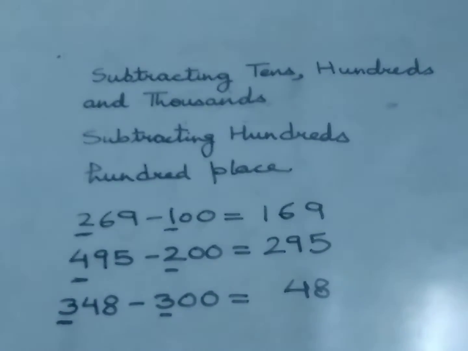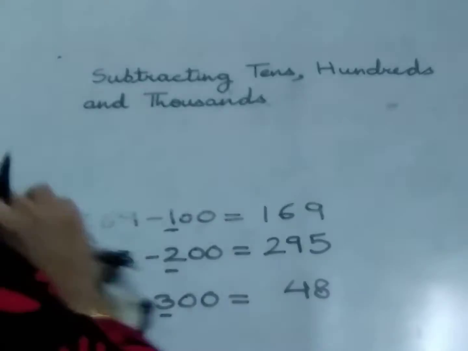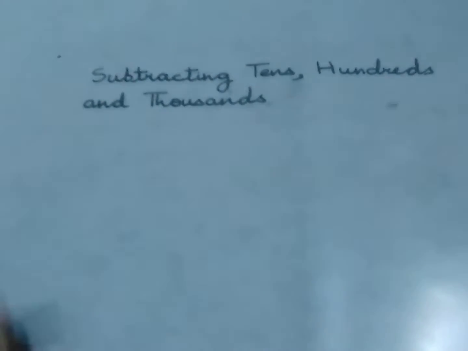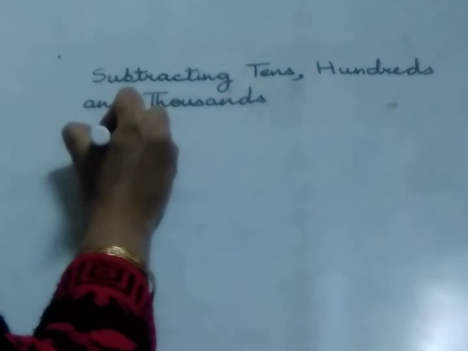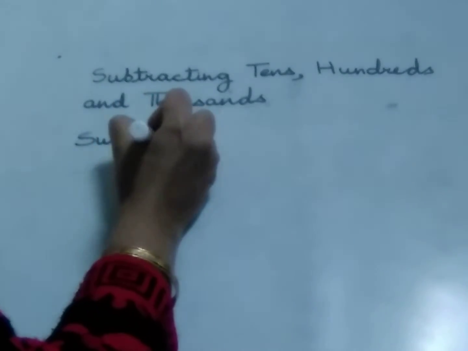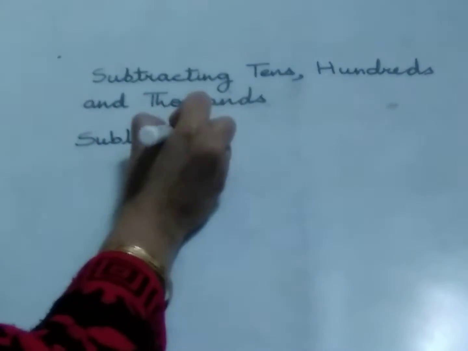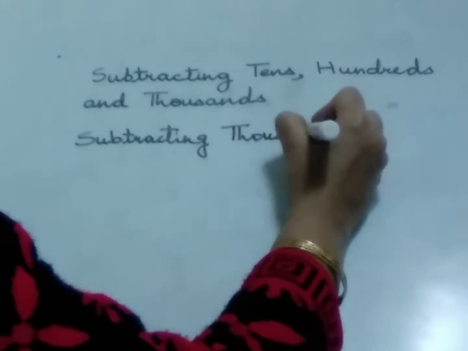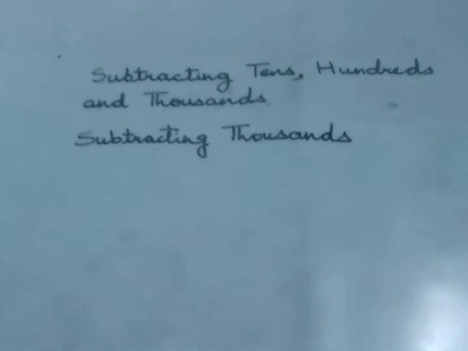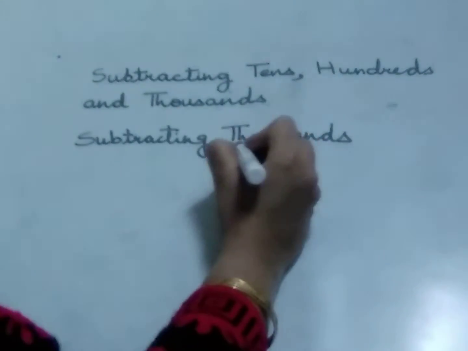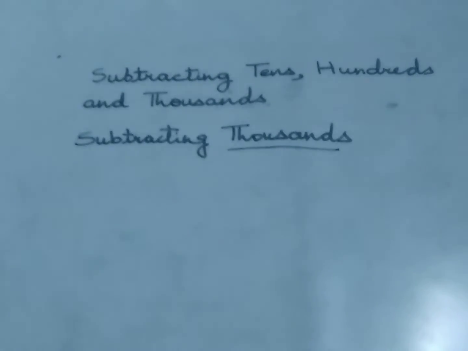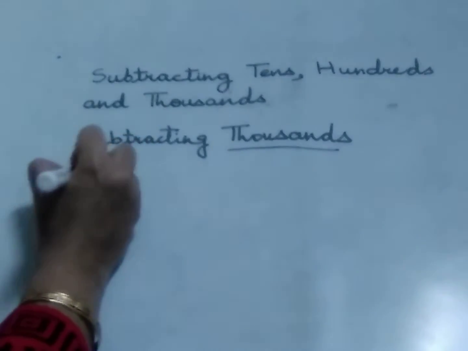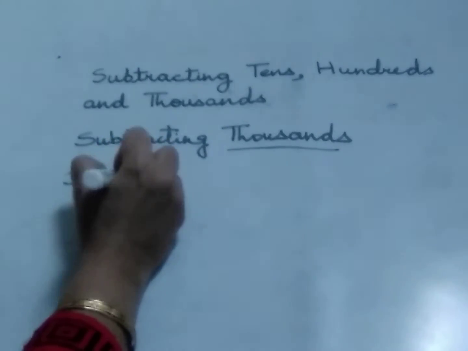Now let's do the subtraction of thousands. To subtract thousands, we simply decrease the digit in the thousands place of the minuend. For example, now your number is 3570.